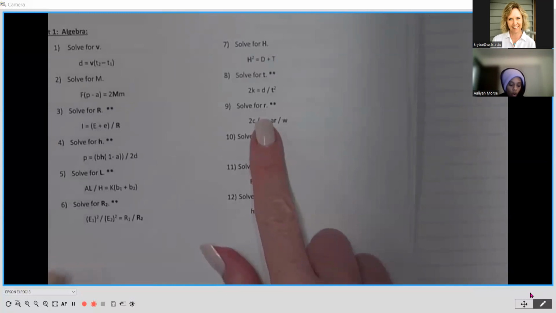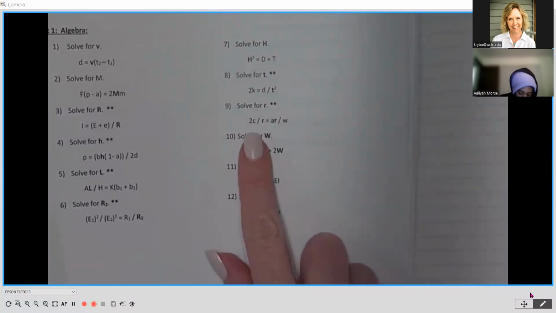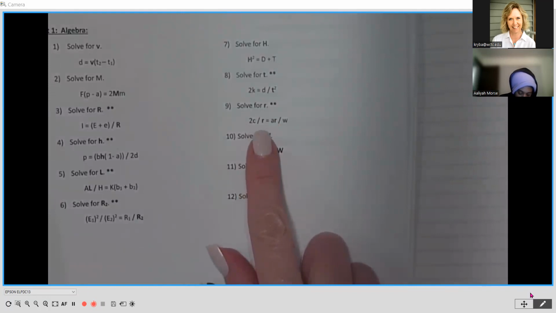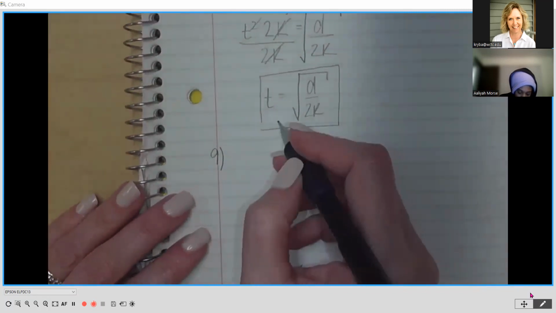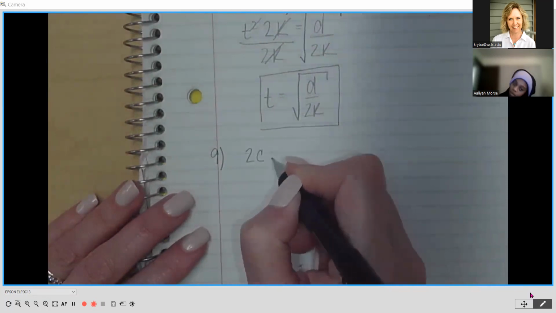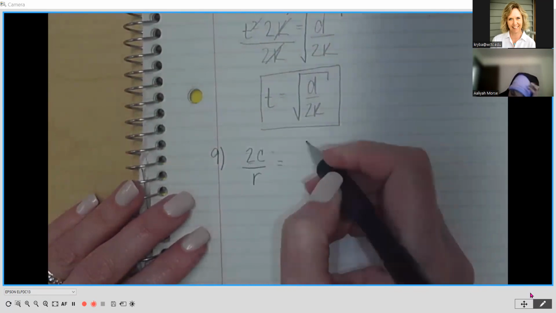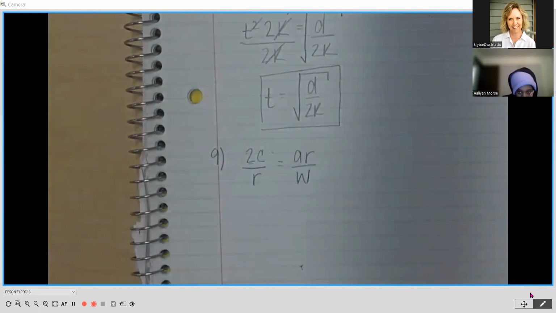Number 9. In this problem, we're going to be solving for r, a lowercase r. So 2c divided by r is equal to a r times w. So I'm going to write that first in my up-down format. So 2c divided by r is equal to ar divided by w.